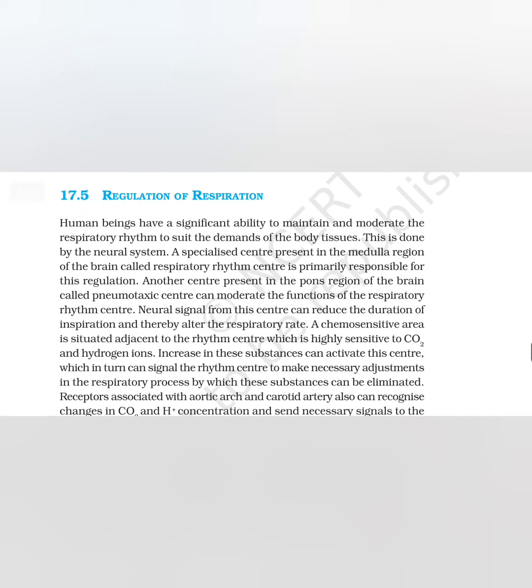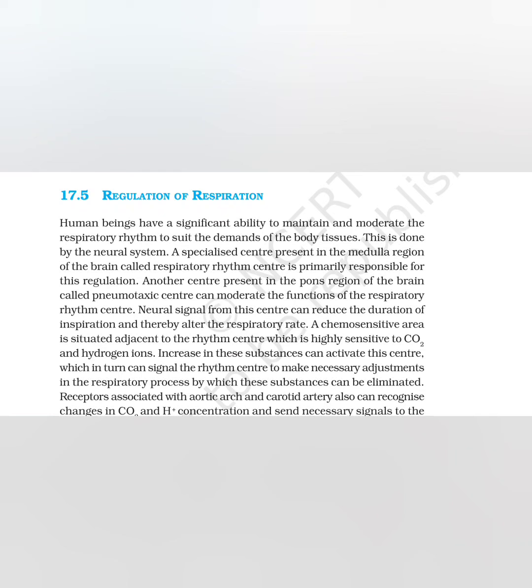Regulation of respiration. Human beings have a significant ability to maintain and moderate the respiratory rhythm to suit the demands of the body tissues. This is done by the neural system. A specialized center present in the medulla region of the brain, called the respiratory rhythm center, is primarily responsible for this regulation. Another center present in the pons region of the brain, called the pneumotaxic center, can moderate the functions of the respiratory rhythm center. Neuron signals from this center can reduce the duration of inspiration and thereby alter the respiratory rate.